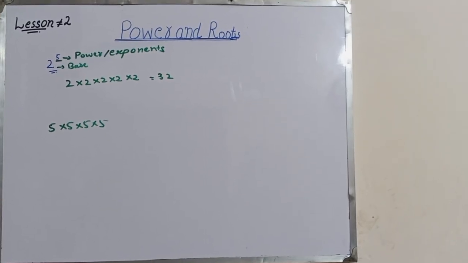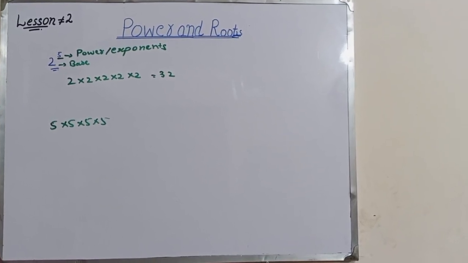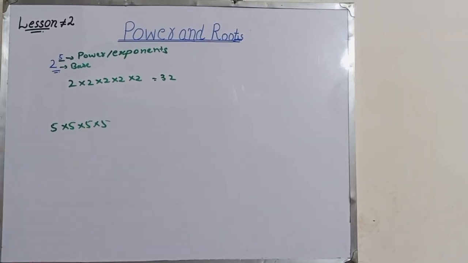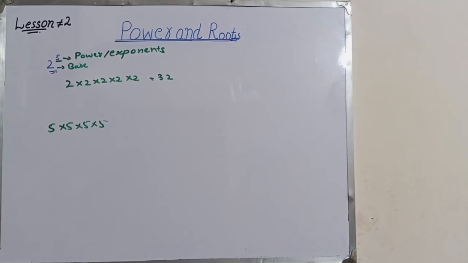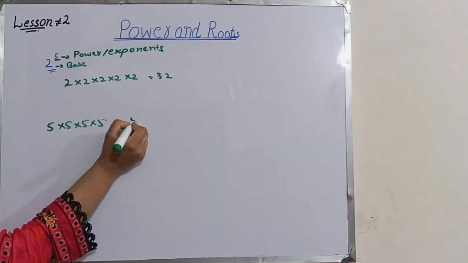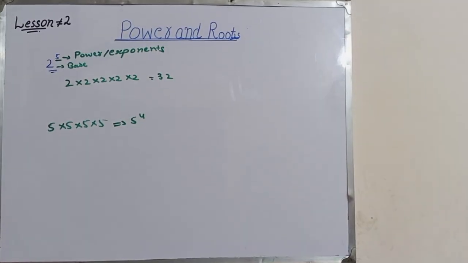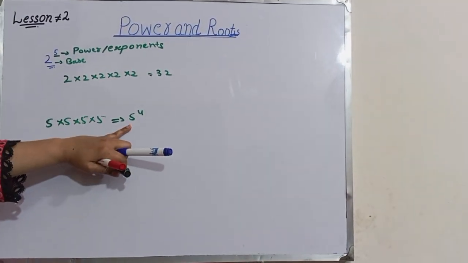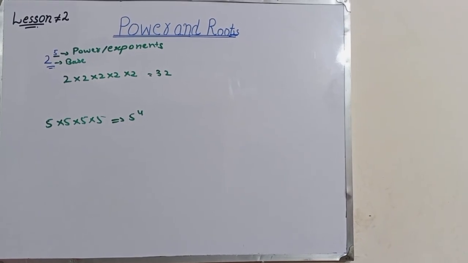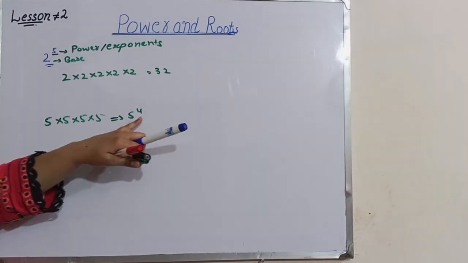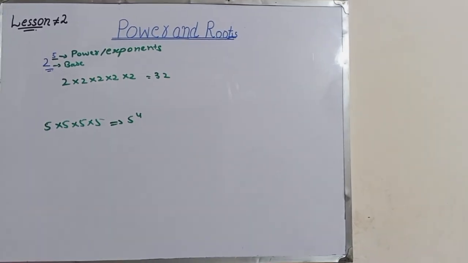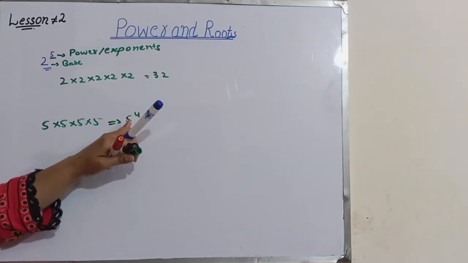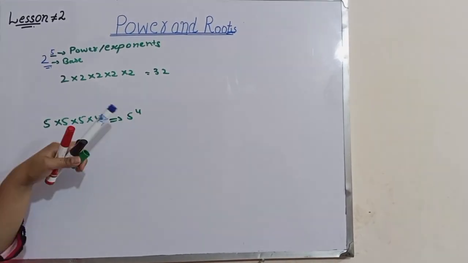So mathematics invented a short way to write repeated multiplication. Instead of writing 5 multiplied by 5, 5 multiplied by 5, we write it as 5 to the 4th power, just like this. In the expression, the number at the bottom is called the base. And the small number at the top is called the exponent or power. The exponent tells us how many times the base is multiplied by itself. It means 5 multiplied 4 times by itself.